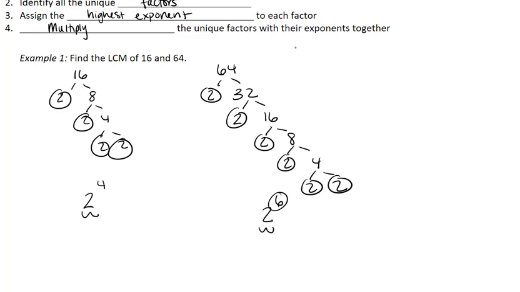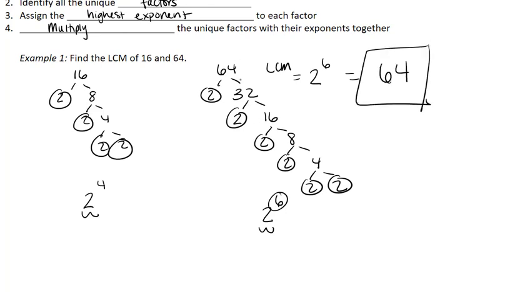So our least common multiple will be 2 to the 6, but we need to multiply it out. But we just know that it's 64, as if we go 2 to the 6, this makes it up to 64. Now let's go over another example.